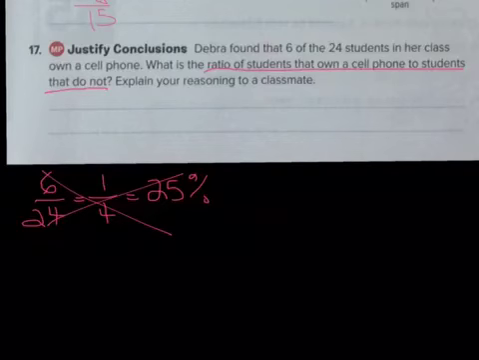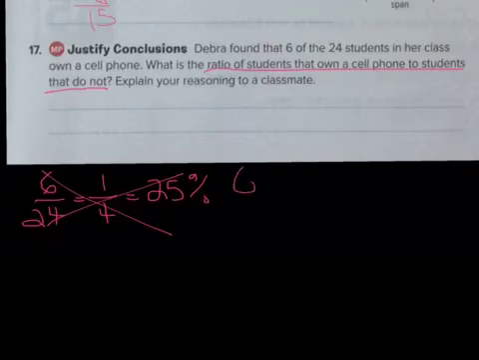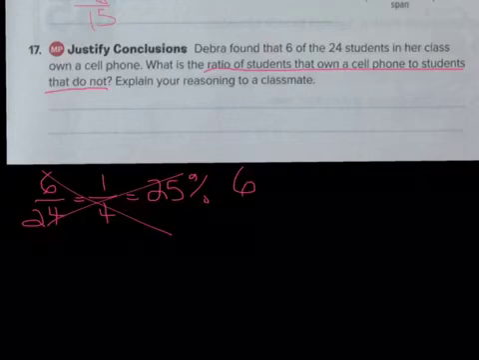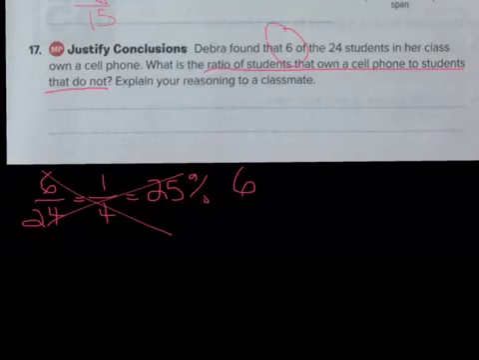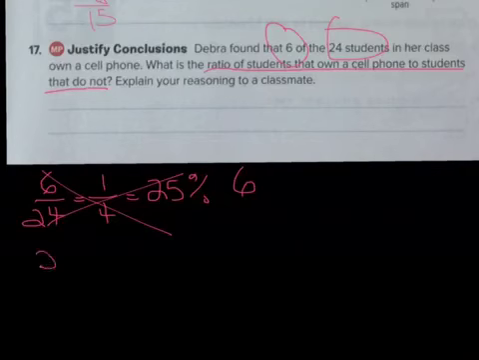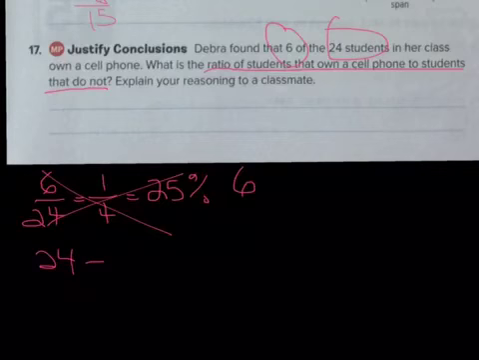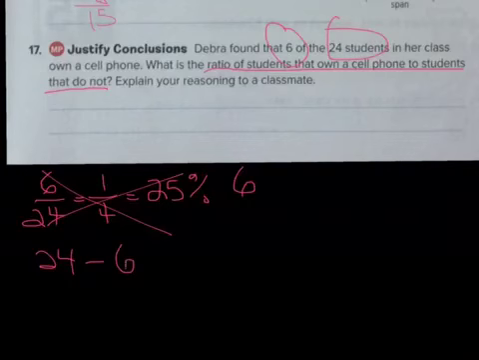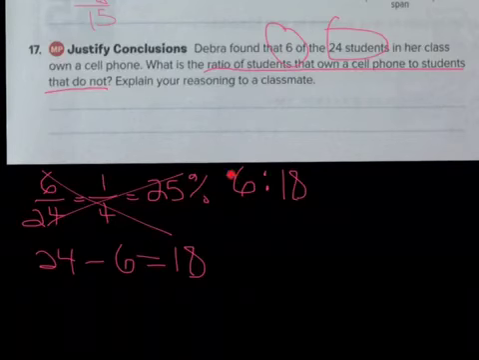So we're looking for the ratio of students. We know that 6 students own cell phones. If 6 students own cell phones, how many out of the 24 do not? Well, if you take the 24 students and you subtract 6, which is the students that have cell phones, then you're going to have 18 students that do not have cell phones. So your ratio is 6 to 18. 6 students have cell phones, 18 do not.